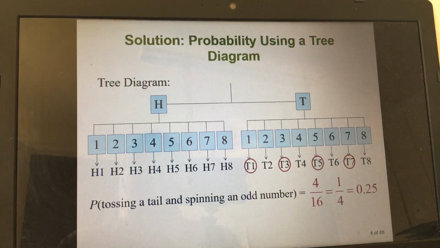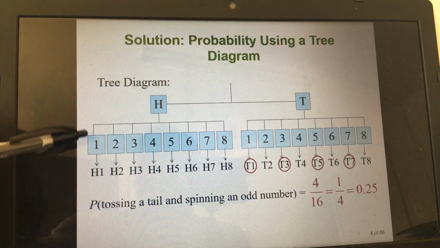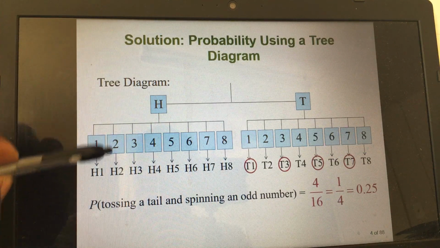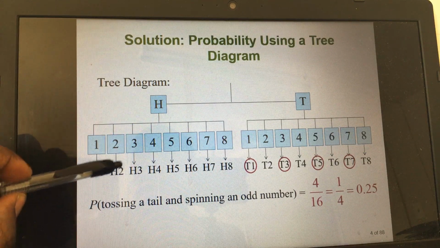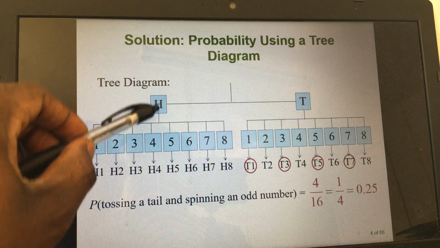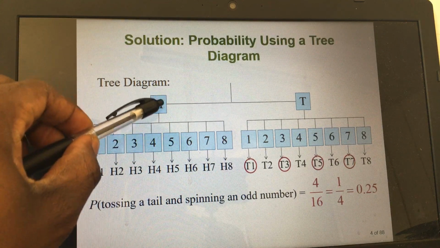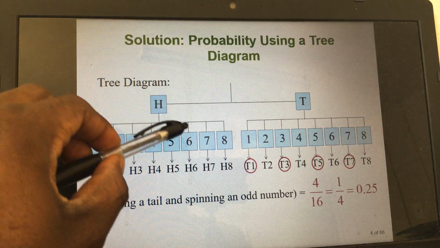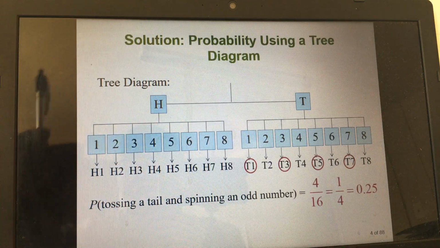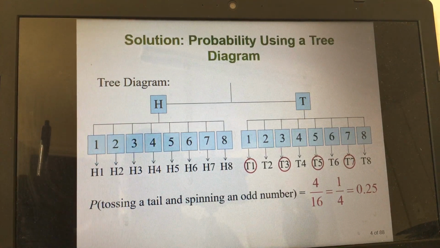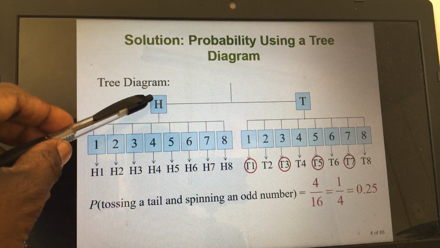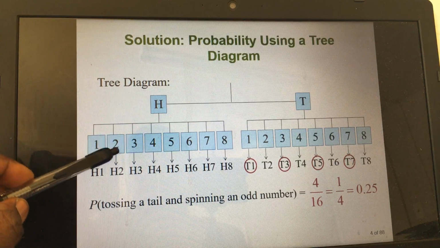Now here, starting from the head, the first outcome will be head and 1. For the second outcome, you have head and 2. For the third outcome, you have head and 3. You can see all of them written here. For the fourth outcome, you have head and 4, head and 5, head and 6, head and 7, head and 8. That means head showing up and the spinner reading 1, for example, or head showing up and the spinner reading 2. That means head and 2.